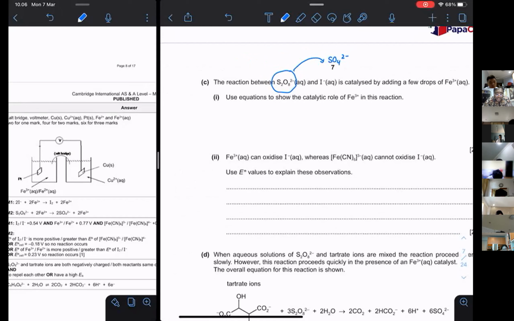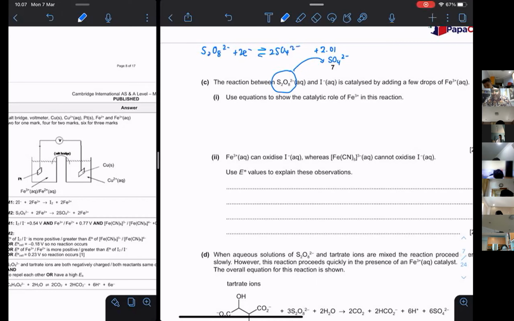S2O8 2 minus plus 2 electrons to give you 2 SO4 2 minus, plus 2.01. So this one I took from the data booklet. So I have this, and it will help me to answer this question.